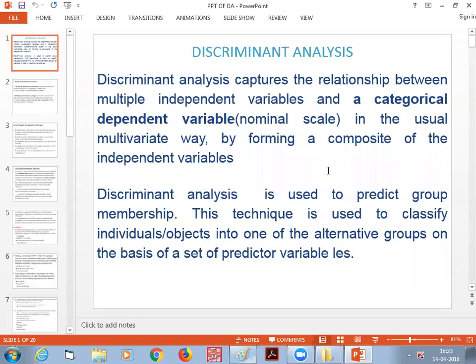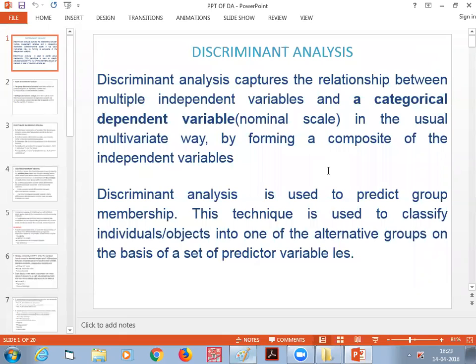What is this discriminant analysis? It means discriminating between the two. In other words, finding the group membership, whether the individual or an object belongs to one category or the other category. Means either to one group or the other group.